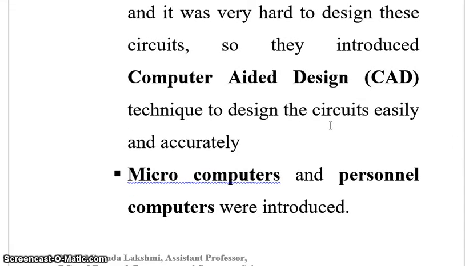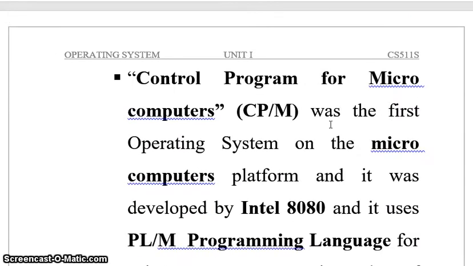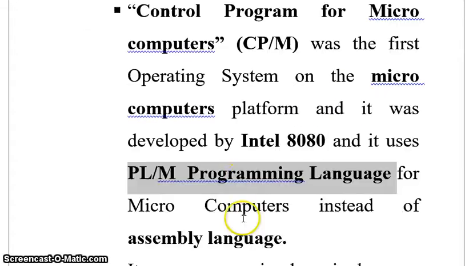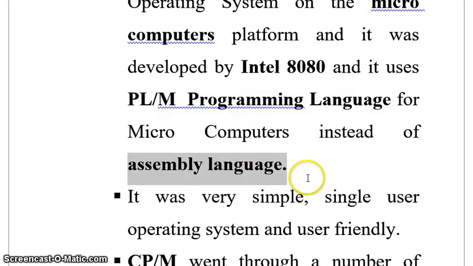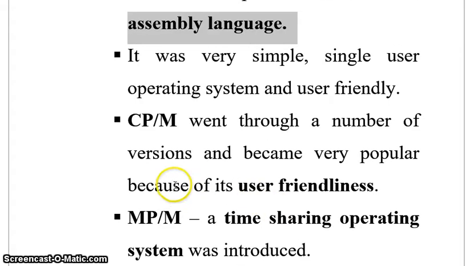Microcomputers and personal computers were introduced in the fourth generation. Control Program for Microcomputers, that is CP/M, was the first operating system on the microcomputer platform. It was developed for the Intel 8080 and uses the PL/M programming language instead of assembly language. It was a very simple, single user operating system and very user friendly. CP/M went through a number of versions and became very user friendly.